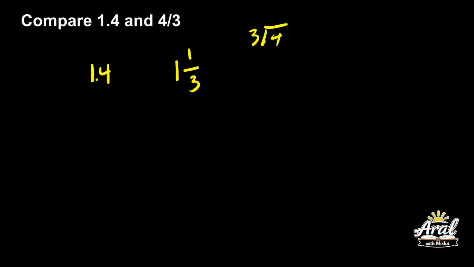Oh. 4 divided by 3, that's actually 1. Then, may remainder kang isa. So, magpo-point ka na dyan. Okay? So, 3, 9, 1 ulit, 3 ulit, 9. So, this is actually infinite. Okay? So, 1.33333 or 1 and 1/3. Okay? 4/3 is actually 1 and 1/3.